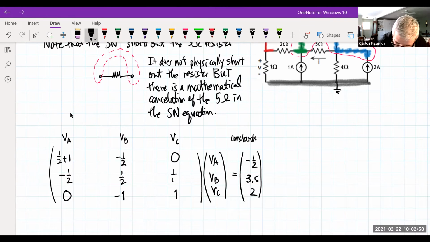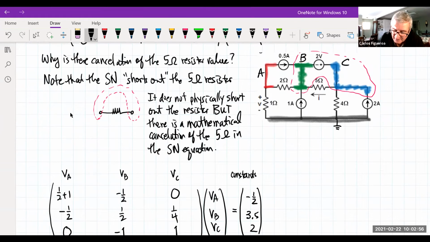And I get the exact same result. So I would have really come over here and just said, yep, I don't include that 5 ohm resistor because it's being shorted out by the supernode. But remember, shorted out is not a physical short. It's a mathematical short, which means that that 5 ohm value cancels out.